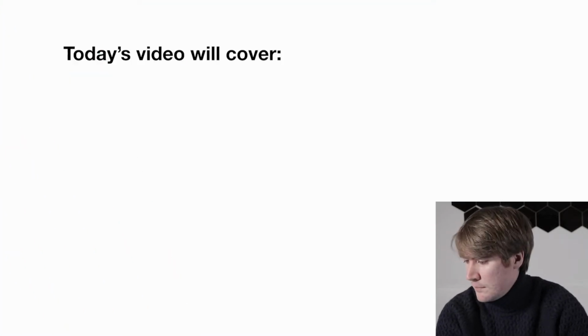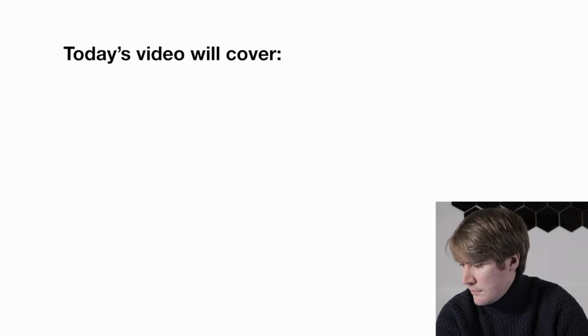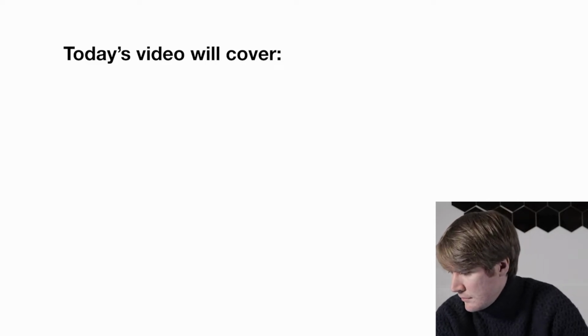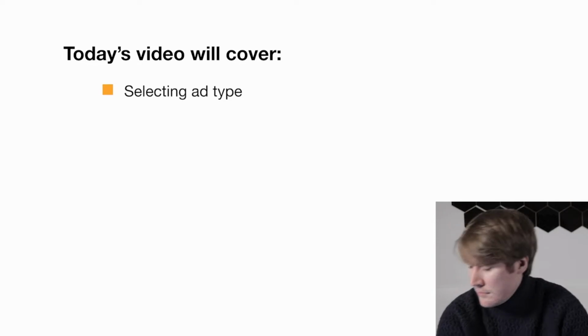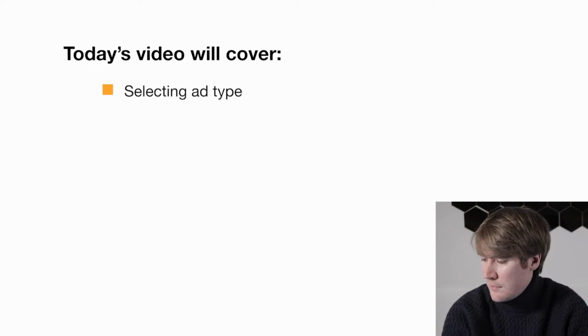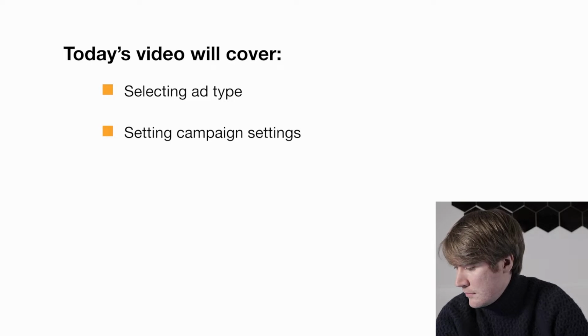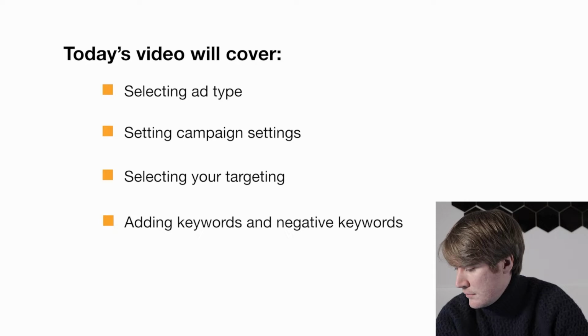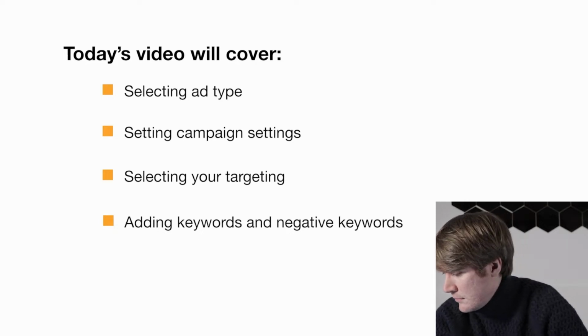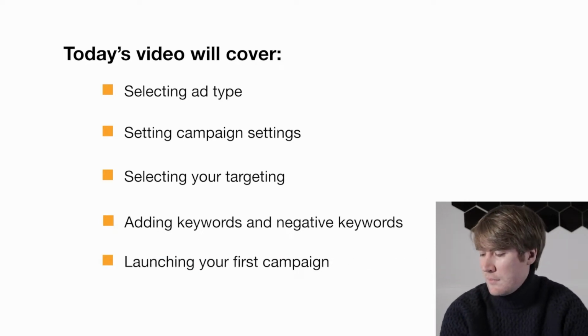Creating your first advertising campaign with sponsored products is easy. Here's how to get started. In this video, we will cover the campaign creation process by selecting the ad type, setting your campaign settings, selecting your targeting, adding keywords and negative keywords if applicable to the campaign, and launching your first sponsored products campaign.